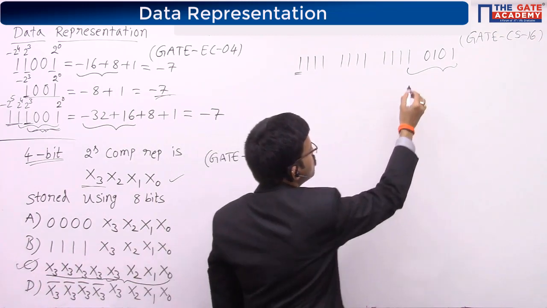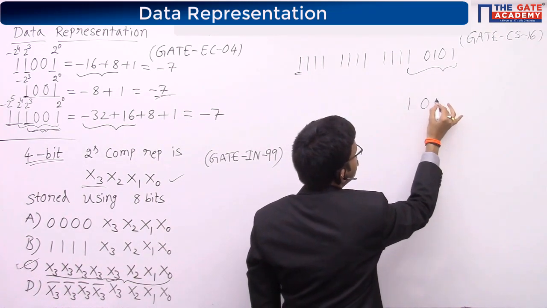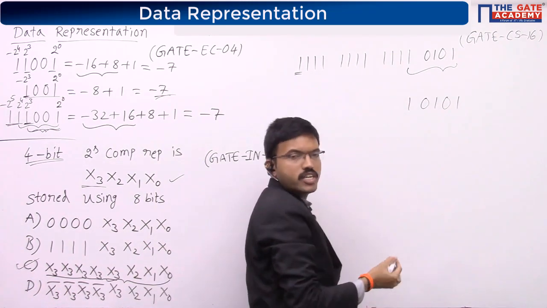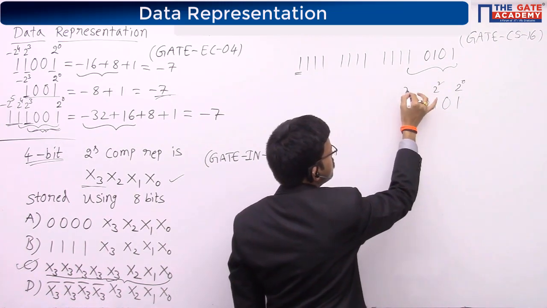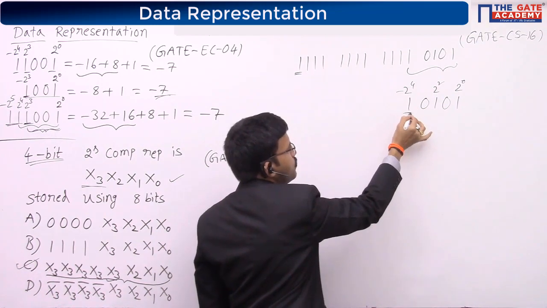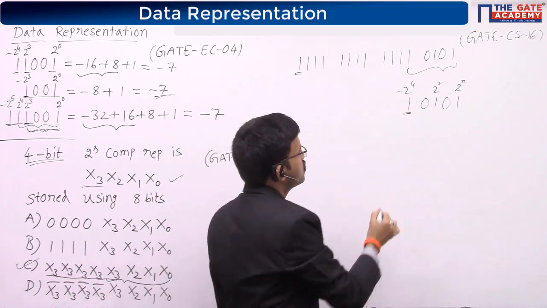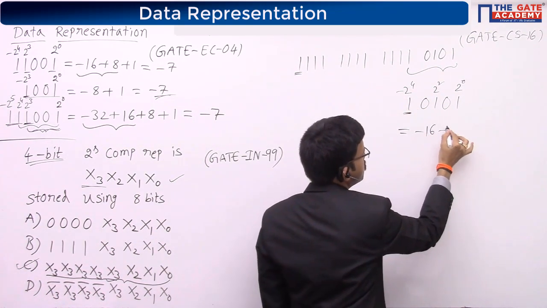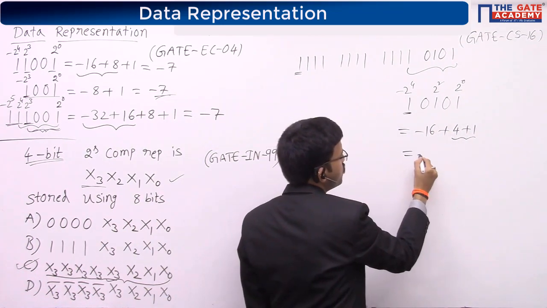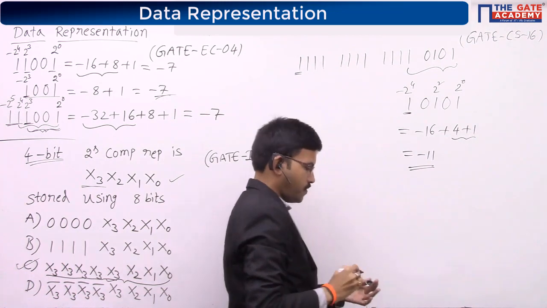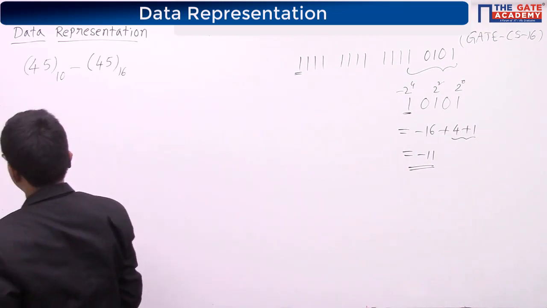Fine. So here 1 0 1 0 1. Just put the position weights: 2 power 0, 2 power 1, 2 square, 2 cube, 2 power 4. Here the sign bit is 1, so I am placing minus here. So minus 16 plus 4 plus 1. 4 plus 1 is 5. So minus 16 plus 5 is minus 11. Answer is minus 11. Next question.